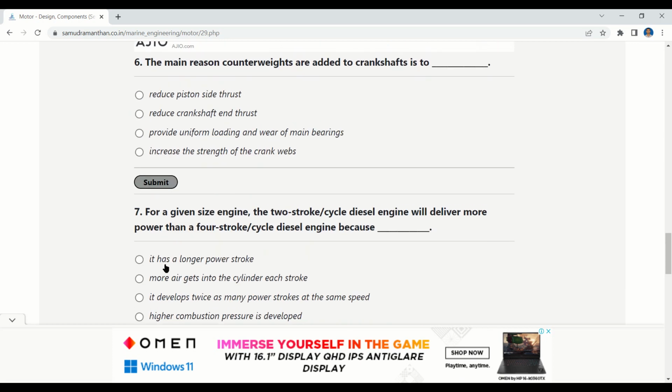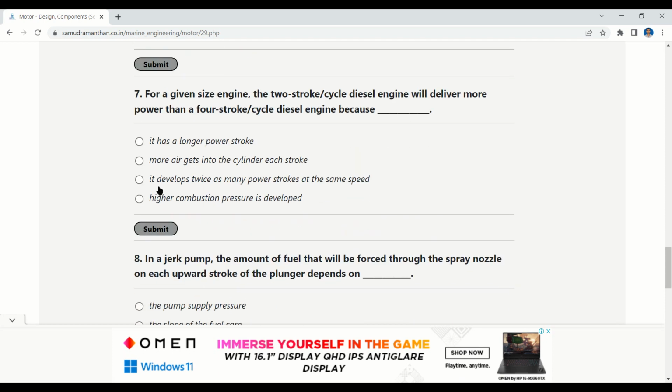Our next question is: the main reason counterweights are added to a crankshaft is to? The options are reduce piston side thrust, reduce crankshaft end thrust, provide uniform loading and wear of main bearings, increase the strength of the crank webs. The correct option should be provide uniform loading and wear of main bearings.